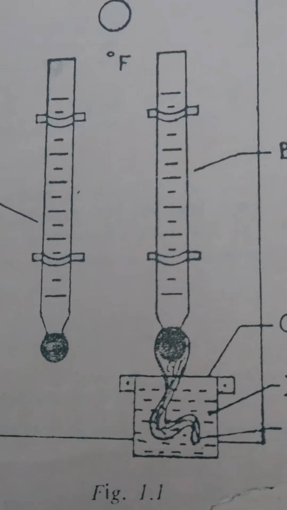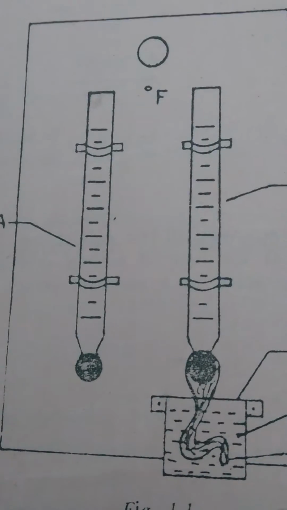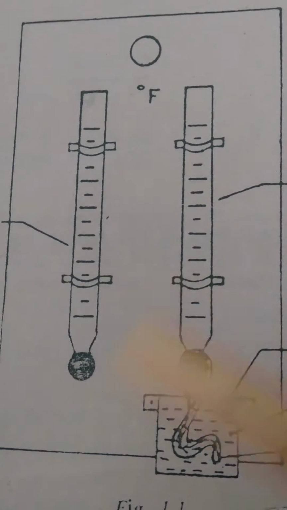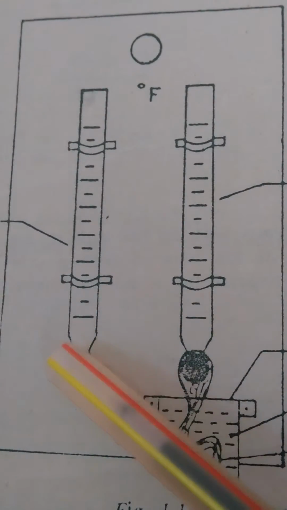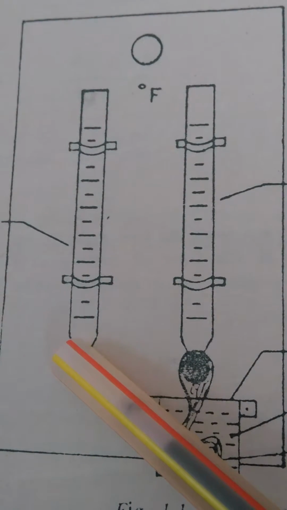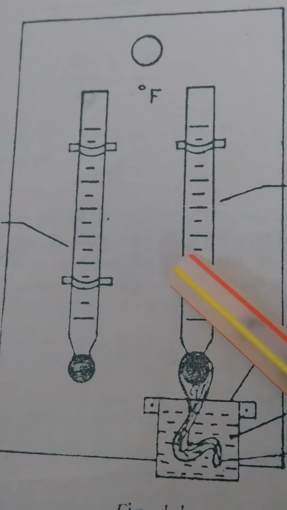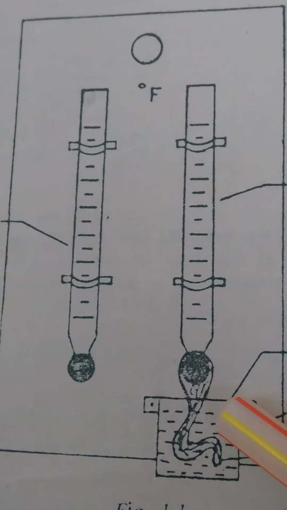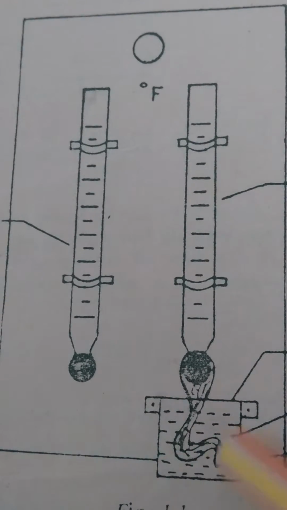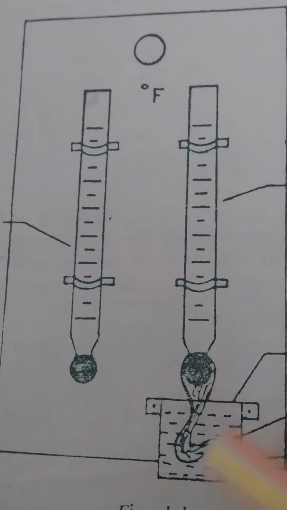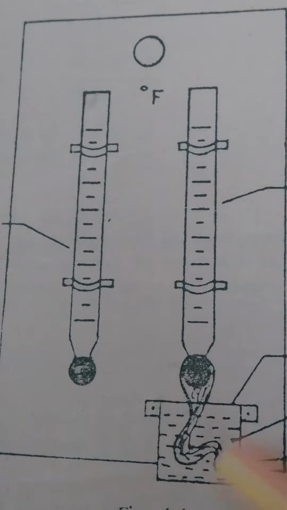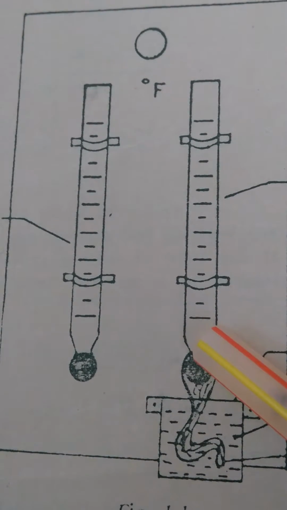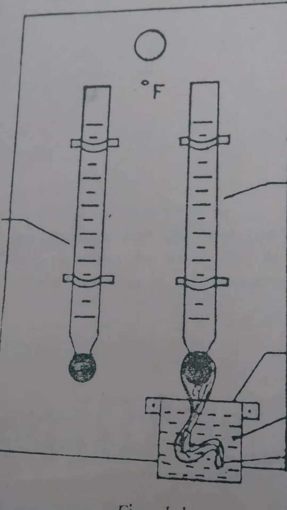Now, as you are seeing in the diagram, here A is the dry bulb thermometer, B is the wet bulb thermometer, C is the container filled with distilled water, and E is the muslin cloth wrapped on the tip of the wet bulb thermometer.